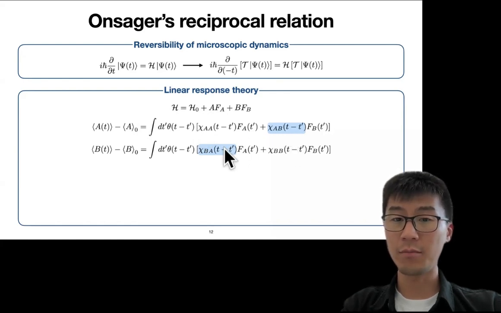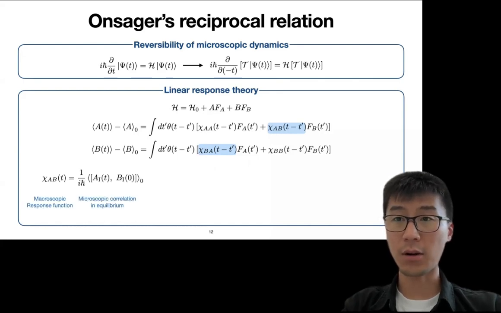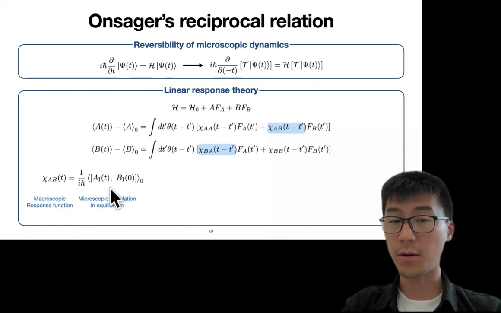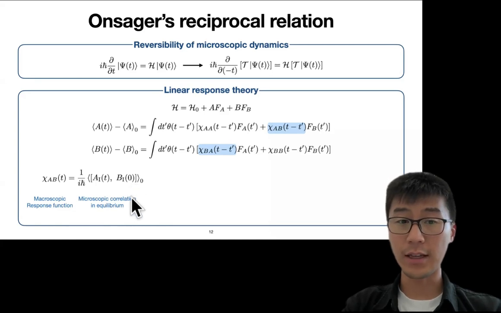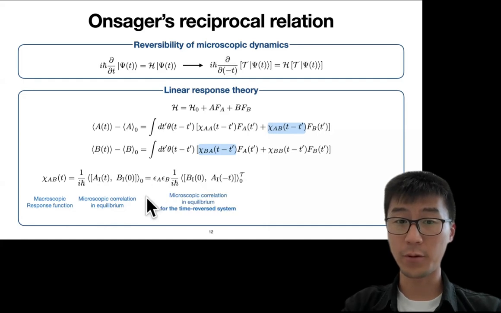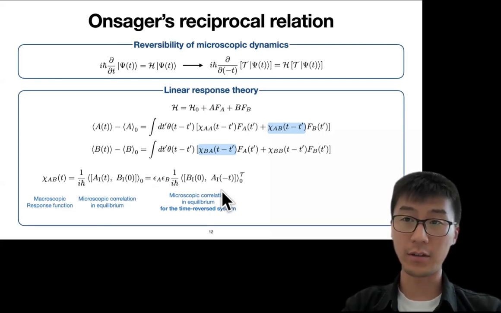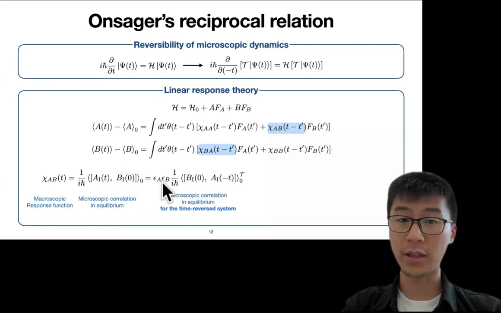And this chi AB, BA describe cross-coupled responses between A and B. But according to the linear response theory, the hallmark is that macroscopic response in non-equilibrium is given by microscopic correlation in equilibrium. And that's where actually the reversibility of microscopic dynamics enters. So therefore, if we use the reversibility of the microscopic correlation, this can also be computed for a system with time reversal.